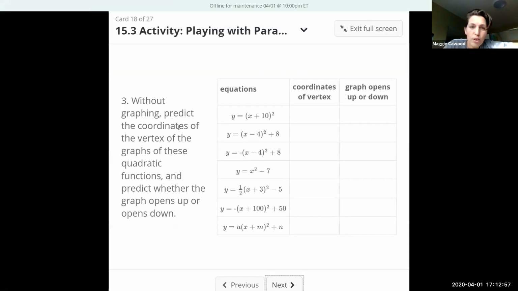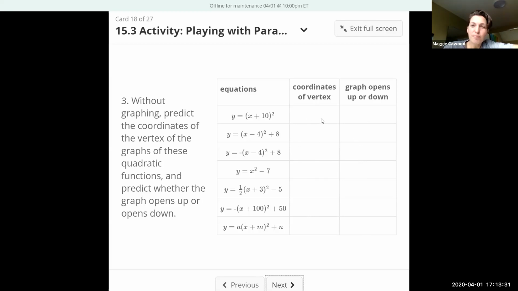You're going to predict the coordinates of the vertex. If you have your book, you can find this in your book. If you don't, just jot it down on a piece of paper. You're trying to find the coordinates of the vertex, and then whether it opens up or down. So take a minute. I'm not going to spend too much time because I don't want the video to be so much longer. So I'd like you to hit pause, try that, and then hit play, and we'll talk about it. I'm assuming you've already tried this. If you haven't tried it, hit pause.